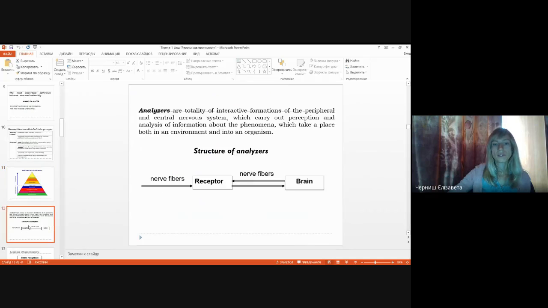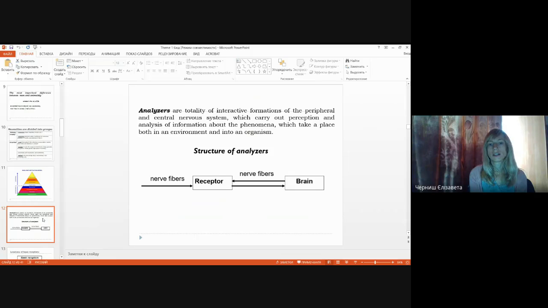Another aspect we need to analyze in our life is our biological analysis. This biological analysis helps to protect our health, or helps with orientation in the environment, and it's very important to understand how these basic receptors work.